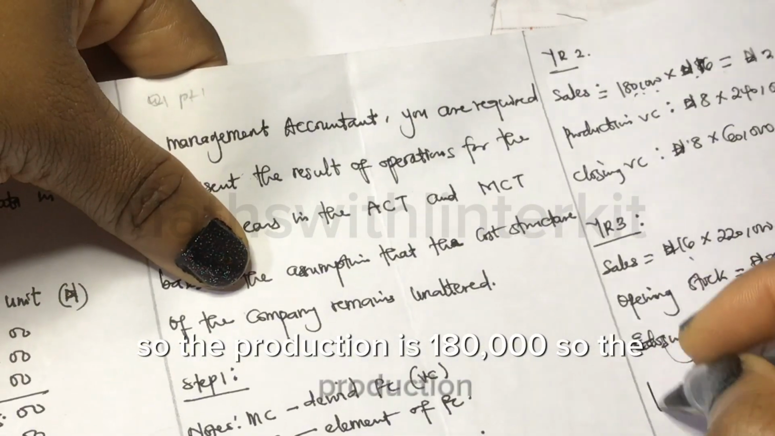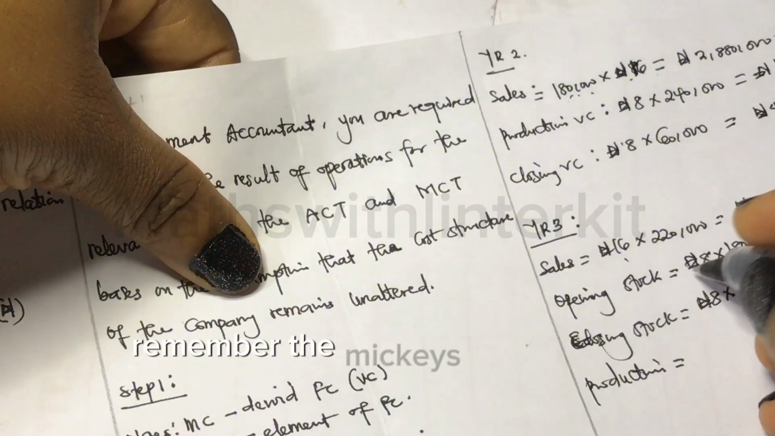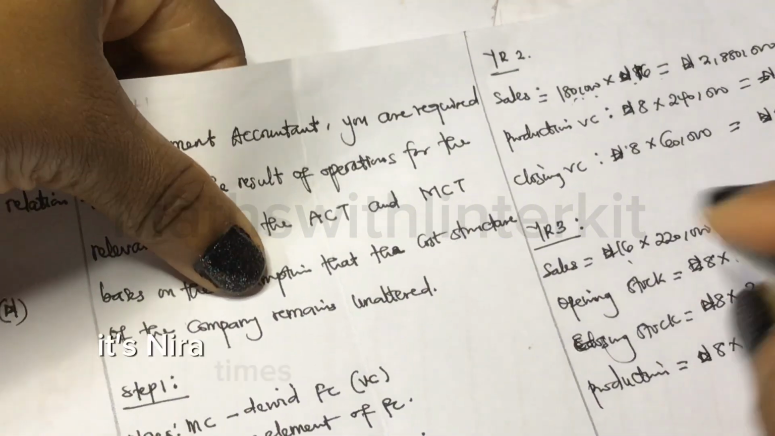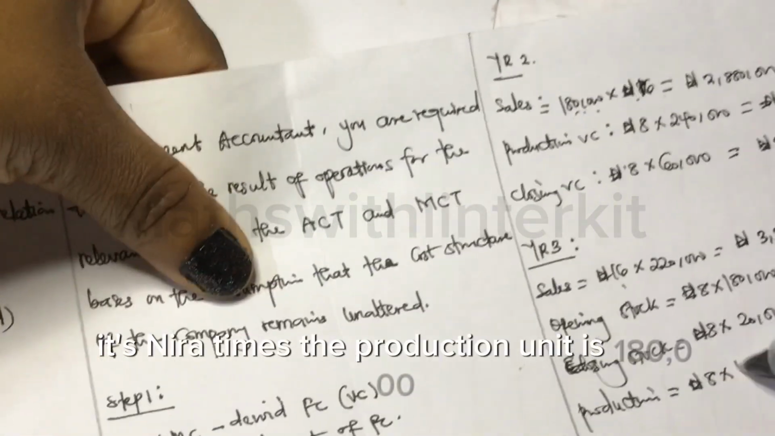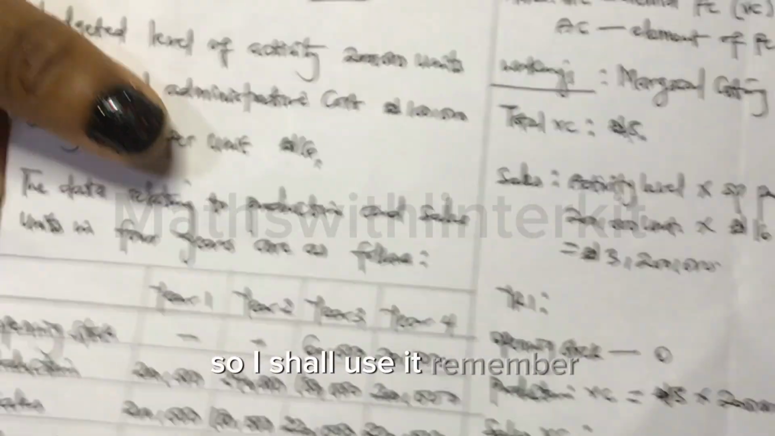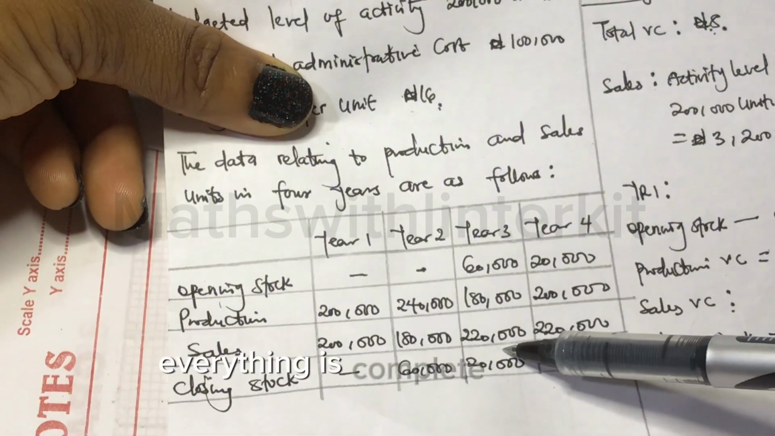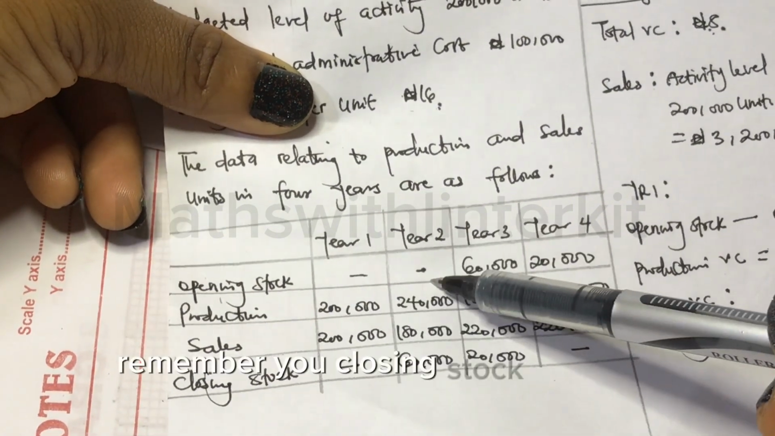So the production, remember we're making use of the variable element. That will be 8 naira times the production in units, which is 180,000. So I shall use the calculator to evaluate this. Remember, I have opening stock, production, sales, and closing stock for year 3. Everything is complete. For year 2, remember the closing stock is missing.